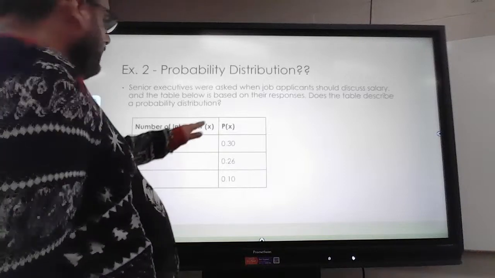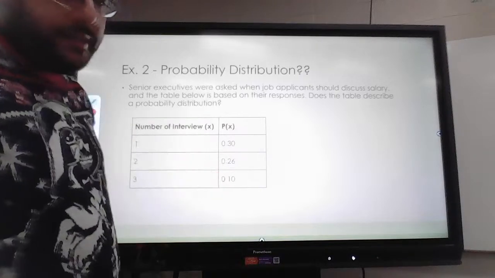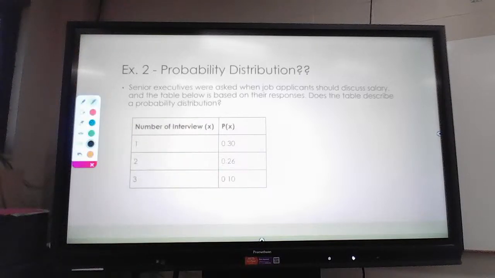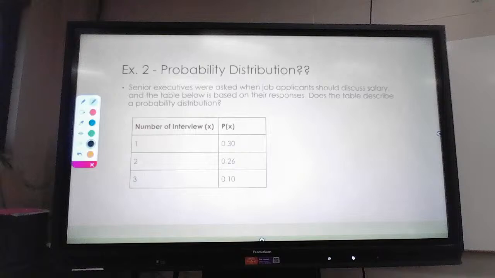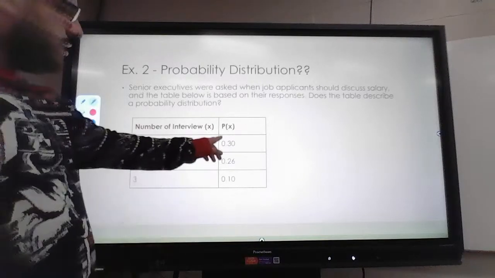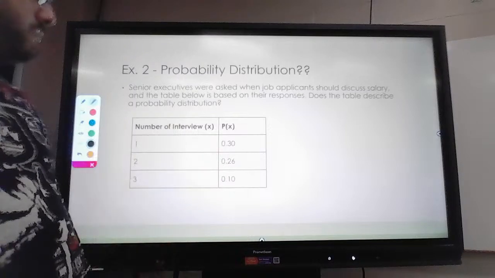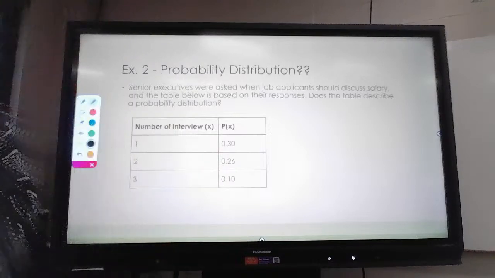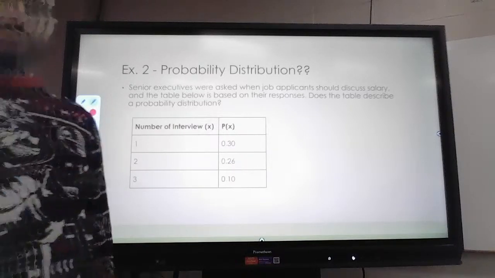Well, here are all the potential values of x. Does each value of x have a probability attached to it? Yes, they do. Are each of these probabilities between 0 and 1? Yes, they are. If I add up all these probabilities together, do I get a value of 1? 0.3 plus 0.26, that's 0.56. Plus 0.1 is 0.66. I do not get a value of 1. Therefore, this is not a probability distribution.